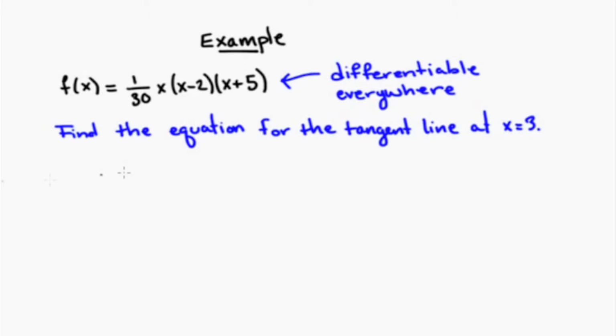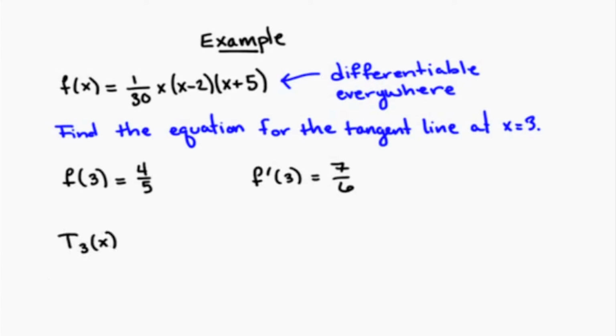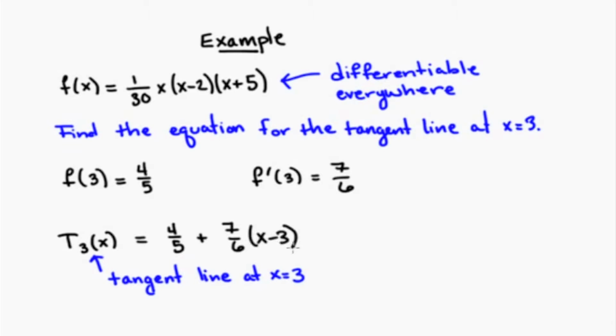In the meanwhile, we've also found the equation for the tangent line. To do this, we found the value of the function at 3, which we found to be 4/5. And then we computed the derivative and evaluated it at x equals 3, which we found to be 7/6. We'll write the tangent line as T sub 3 of x to remind us that we are finding the tangent to our function at the point 3. Then the equation for the line can be written as T sub 3 of x equals 4/5 plus 7/6 times (x minus 3).